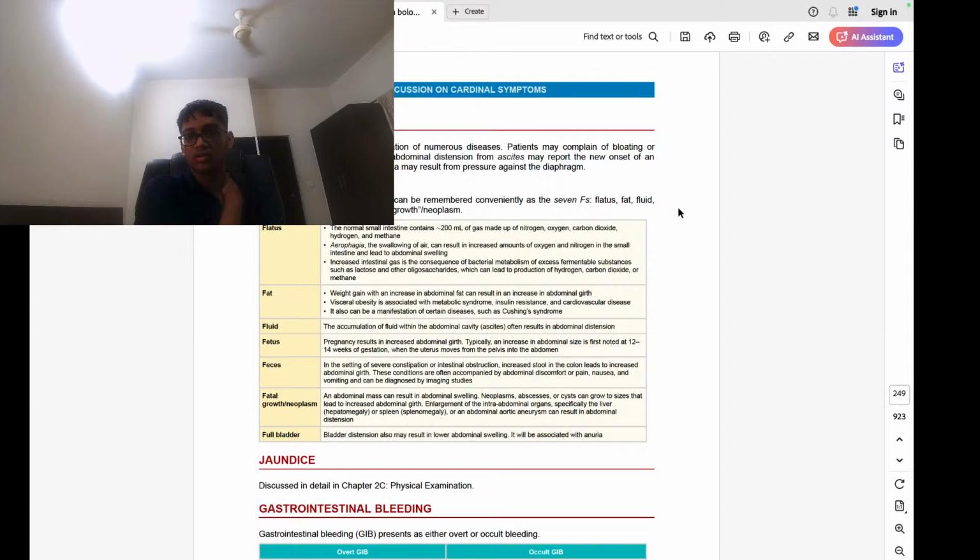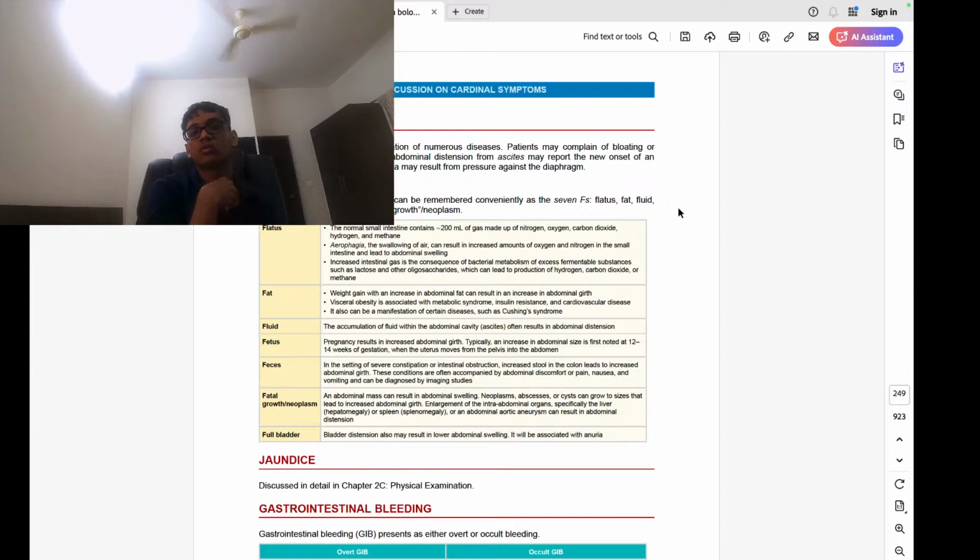Fat, fluid, fetus, pregnancy at 12 to 14 weeks of gestation, feces, severe constipation, obstruction, fetal growth. Liver, spleen, or abdominal aortic aneurysm can result in abdominal distension, and full bladder distension may result in lower abdominal swelling. It may be associated with anuria.